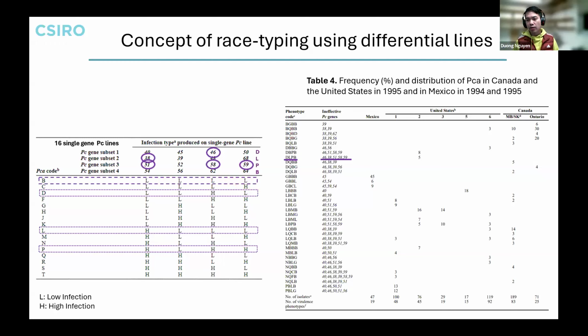And nowadays, different countries use different sets of differential lines, and the reason for excluding or including a differential line in the set is based on the geographic differences in the virulence frequency, or on whether the line is important or not as a source of resistance in the breeding program.